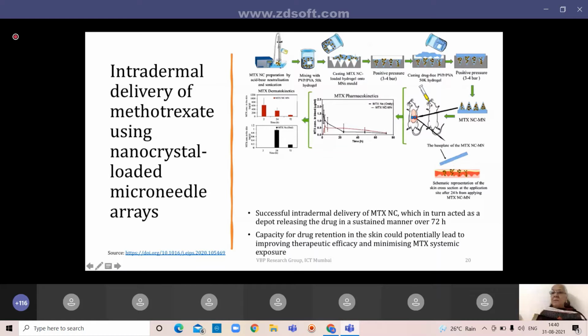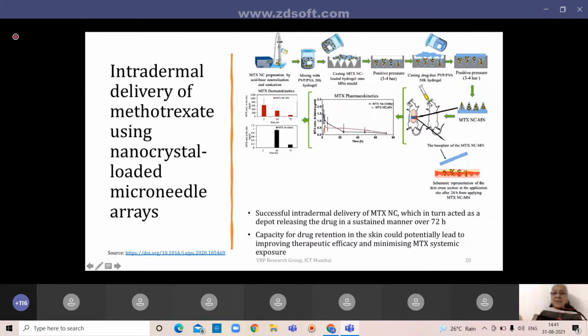Once casting is done, see that you allow it to dry and then do the studies. So when these studies were done, in fact, it was seen that it was possible to put methotrexate in these microneedles, and these actually acted as sustained release devices. They acted as a depot which released the drug in a very, very sustained fashion. So you can see in comparison to oral, this is what you get as microneedles.